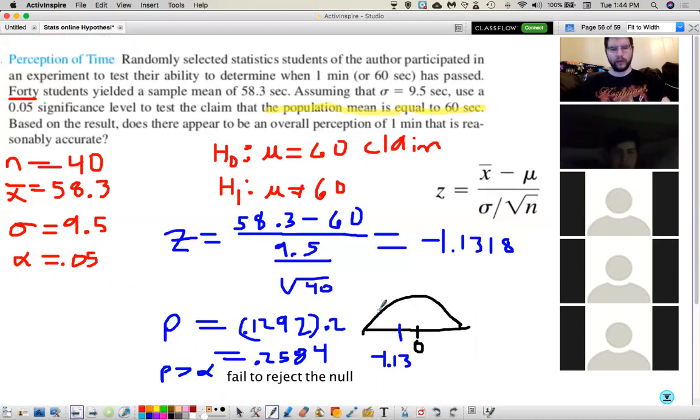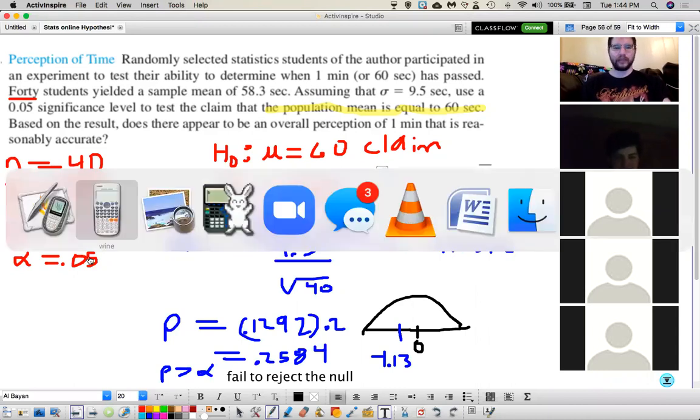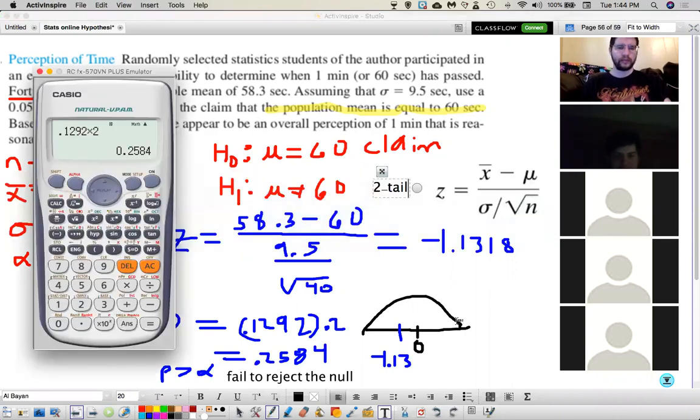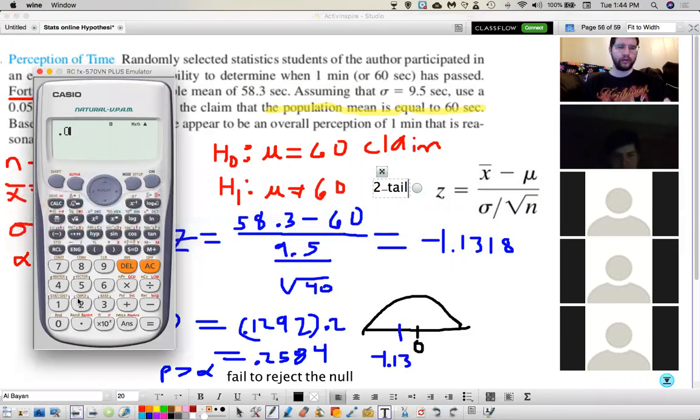Now we can also do it using the critical values. To get the critical values, I need to use my alpha. However, I have a 2-tail test. Anytime you have a 2-tail test, we have to chop alpha in half. There's got to be 0.05 in both tails put together. So instead of 0.05, I'm going to use that divided by 2. 0.05 divided by 2, because it's a 2-tail, is 0.025. So that's what I'm going to look up.